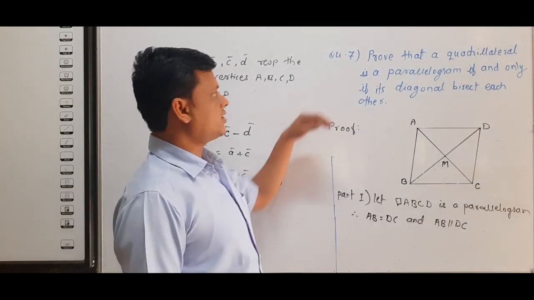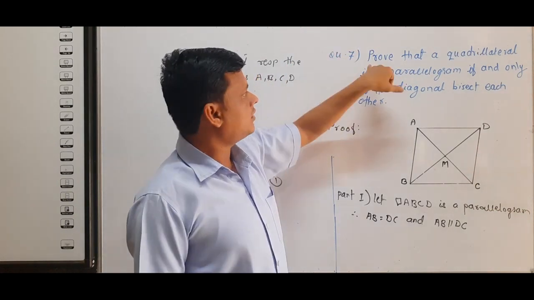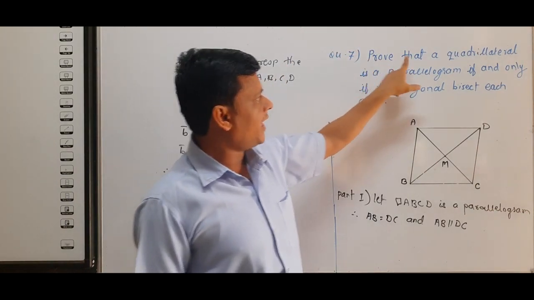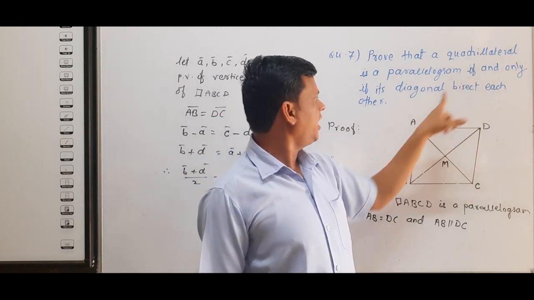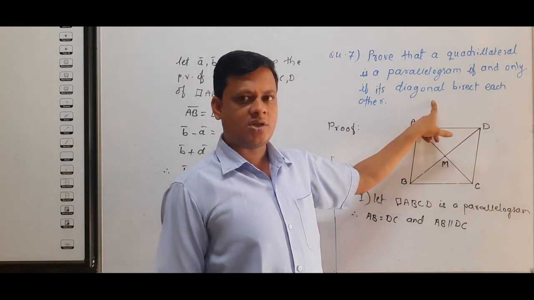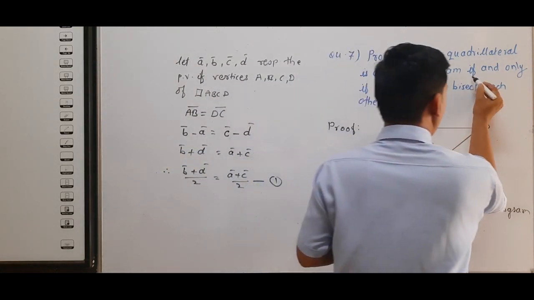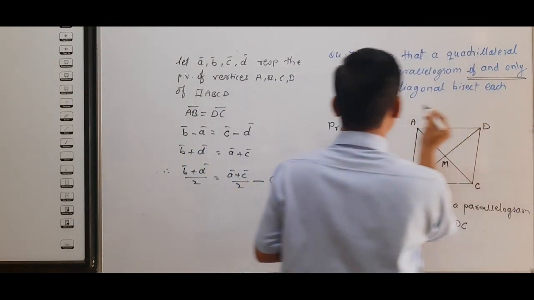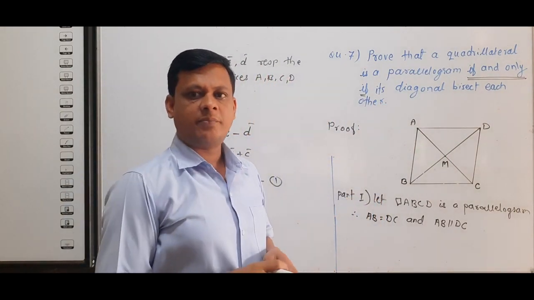Now see the next question from practice set 5.2, question number 7. Prove that a quadrilateral is a parallelogram if and only if its diagonals bisect each other. So here the condition is "if and only if". It is a double conditional statement.